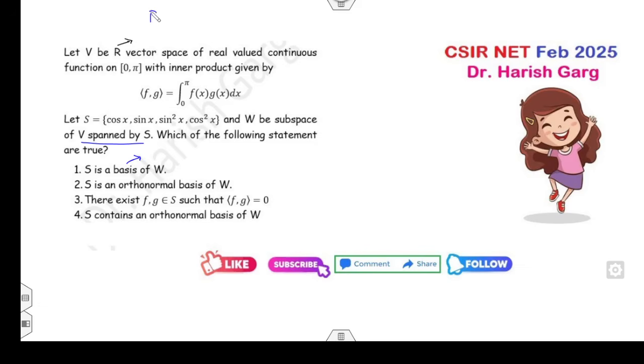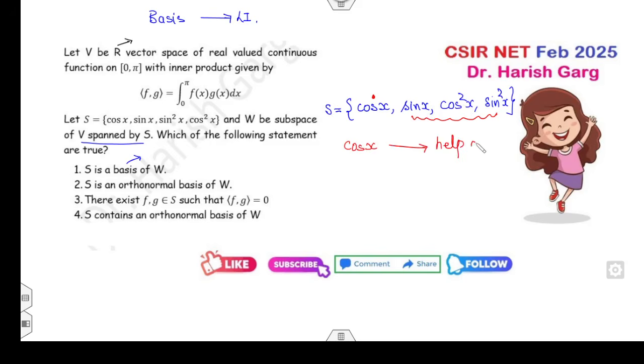Basis. How can you prove it is a basis? Your target is to check first whether it is LI. Fine. How can you prove LI? There are two methods. Firstly, I can see S is cos x, sin x, cos square x, and sin square x. Can you write cos x with the help of the remaining elements, or can you write any element of S with the help of the remaining elements?